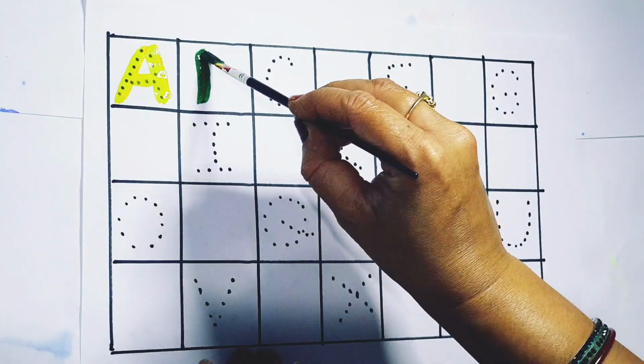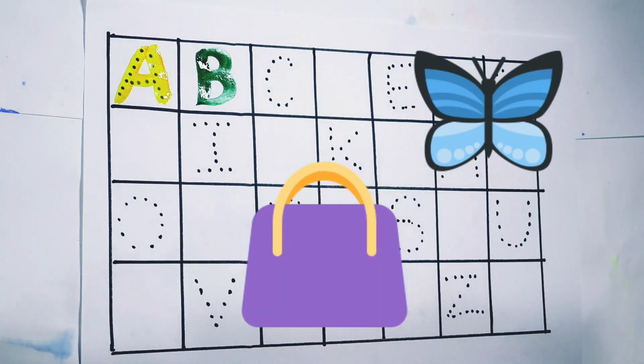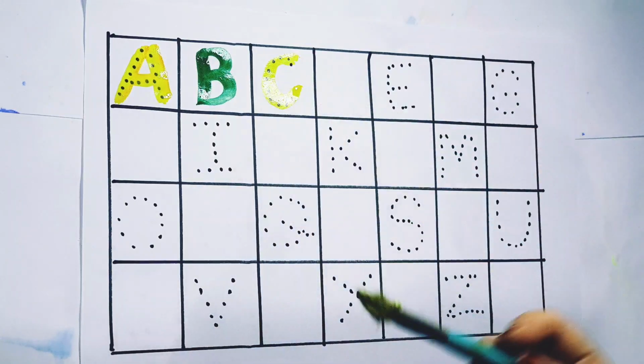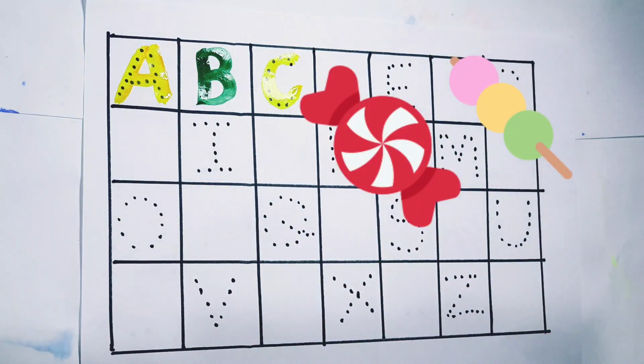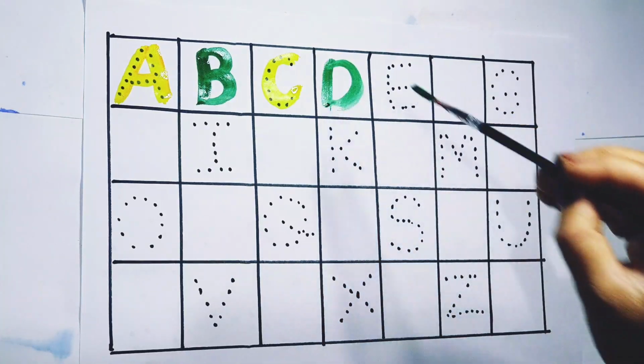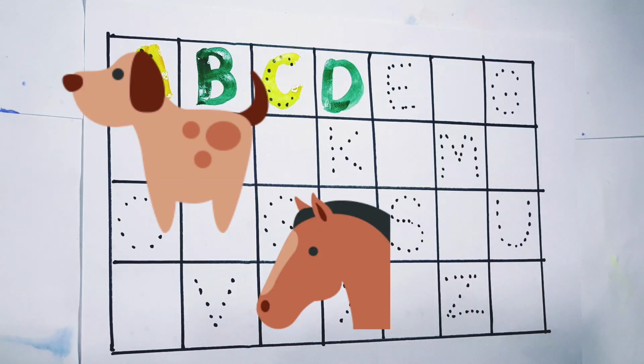B. B for butterfly. B for bag. C. C for candy. C for cap. D. D for dog. D for donkey.